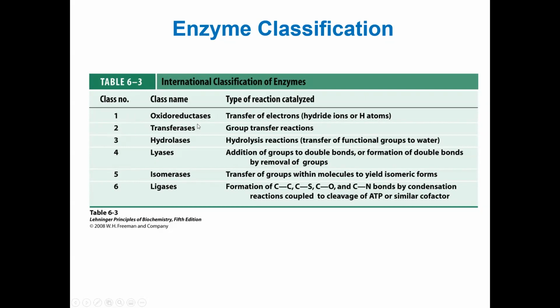And then you have transferases. Transferases are enzymes that transfer certain groups, so they catalyze group transfer reactions. One example of transferases would be the reaction catalyzed by protein kinases, which transfer the gamma phosphate from ATP to their protein substrates. So, group transfer reactions.